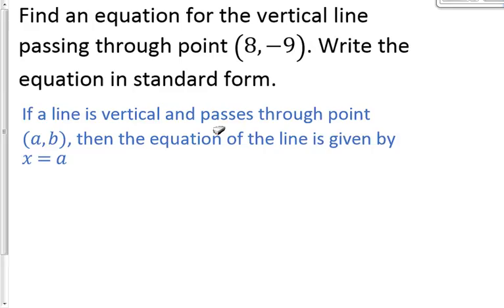So if a line is vertical and passes through point (a, b), then the equation of the line is given by x equals a. This is what we want to use for all vertical lines. So since it's a vertical line and I have point (a, b) where a is equal to 8 and b is equal to -9, all I have to do is write the equation as x equals a, which is x equals 8. So here's the equation of the line. And since the variable term is on the left and the constant is on the right, it's already in standard form. And that would complete this video.